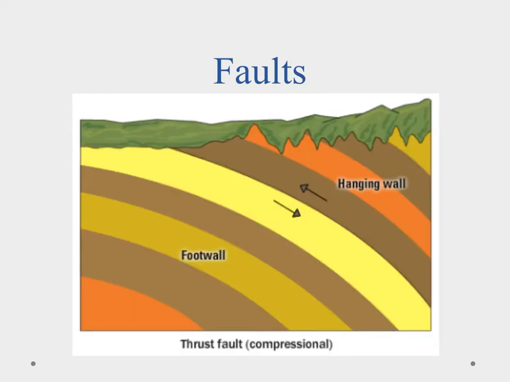Now the angle of the fault is really kind of important. If it's a steep fault, we call it a reverse fault. If it is a shallow or almost horizontal one, then we call it a thrust fault. A thrust fault also has these compressional forces, so it's being squished together, but here you can see that the fault is going to be at a very shallow angle, and because of that we call it a thrust fault.